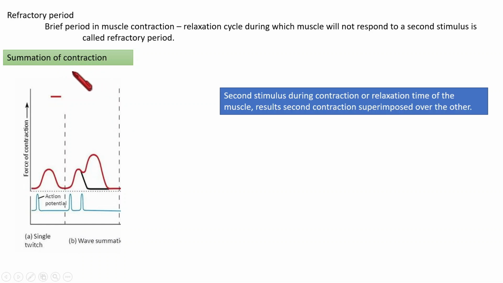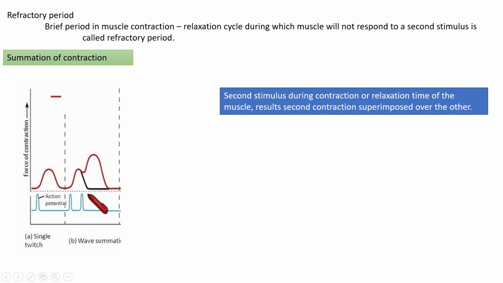Summation of contraction means summing up of contraction. How will summing up happen? Let's see. So look at this image. On looking at this image, it will become clear to you. This is the graphical representation of a simple muscle twitch or simple muscle contraction. Here we can see one action potential, and in response to that, one contraction and relaxation is happening.